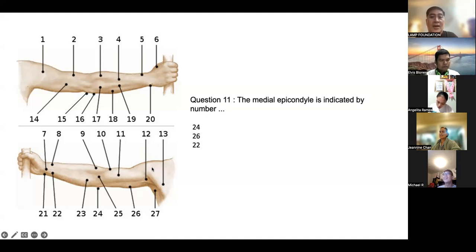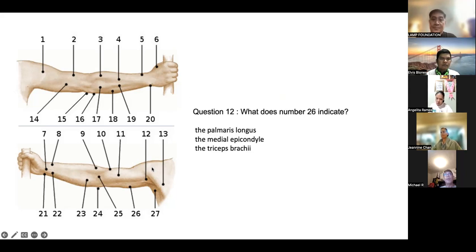The medial epicondyle is indicated by what number? Medial epicondyle. Number 15, Doc. No, sorry. Number 24. Very good. What does number 26 indicate? Triceps brachii. Okay?